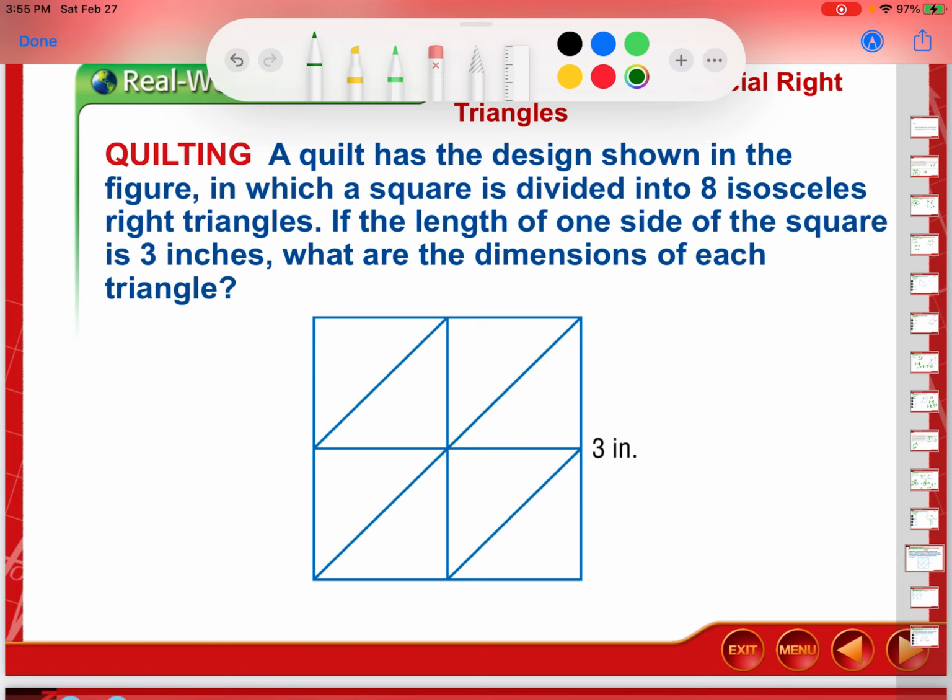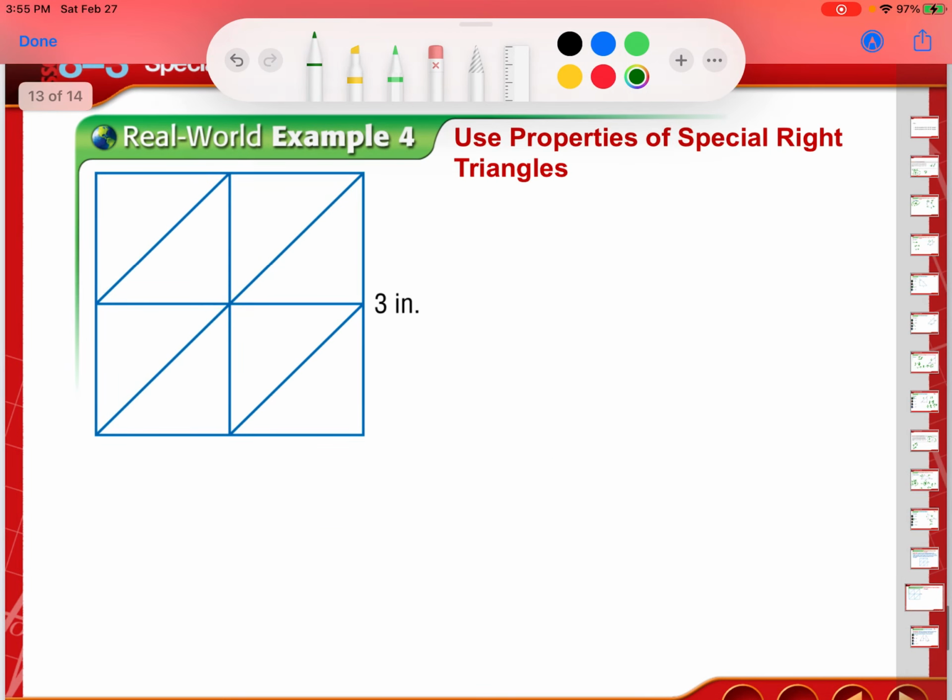All right, last problem, or second to last problem. So a quilt has the design shown in the figure, in which a square is divided into 8 isosceles right triangles. If the length of one side of the square is 3 inches, what are the dimensions of each triangle? So I just copied this onto another page. So essentially what we have here is a 3 by 3 square. So each chunk here would be 1.5 inches.